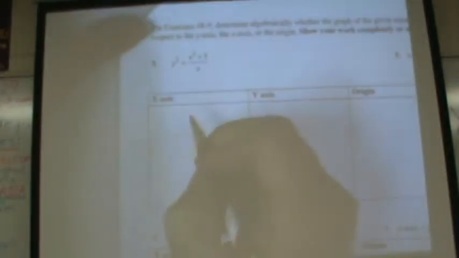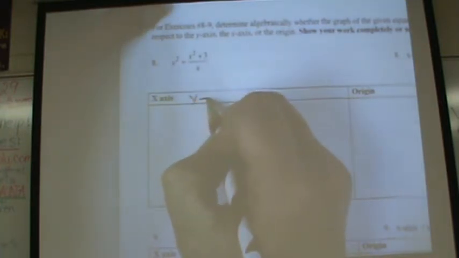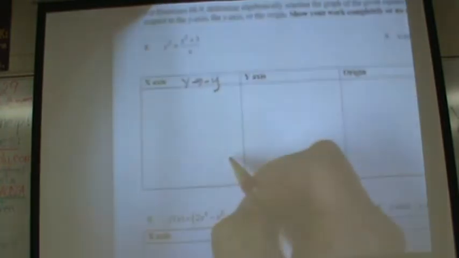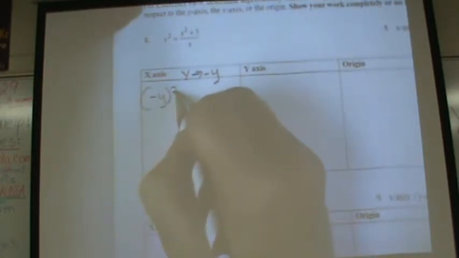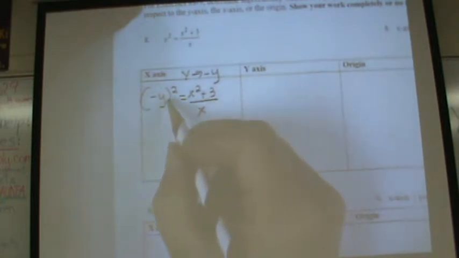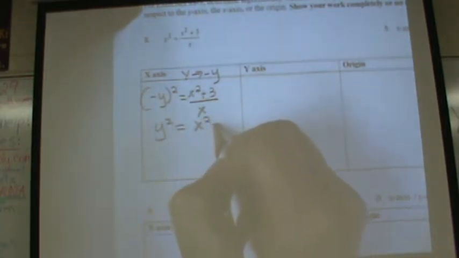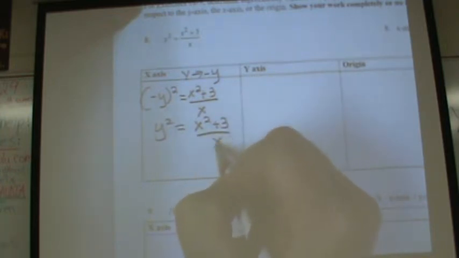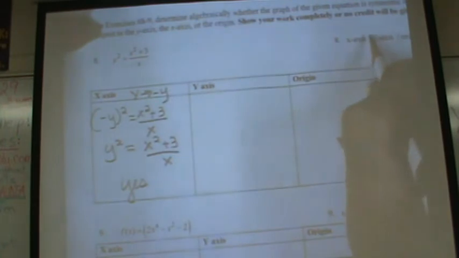How do you test for x-axis symmetry? What you do is you replace y for -y and see if you can get the graph back to its original. So in this equation, I'm going to put a -y here, and I square it, which ultimately, if you square a negative, you get a positive. So the graph returned back to its original without doing any math. So yes, this has x-axis symmetry. Circle it.